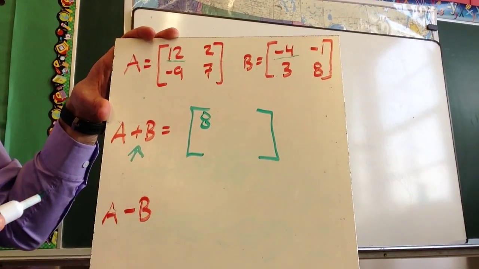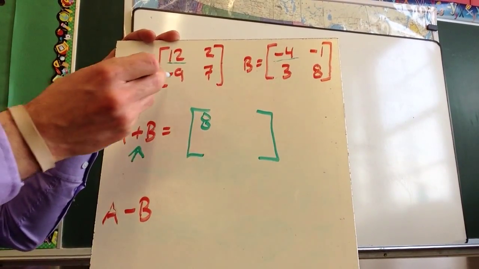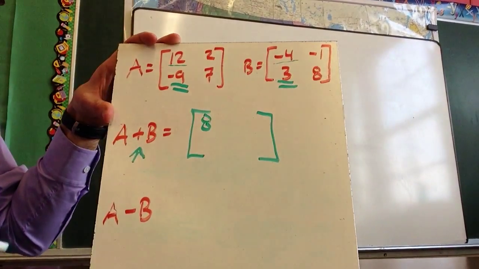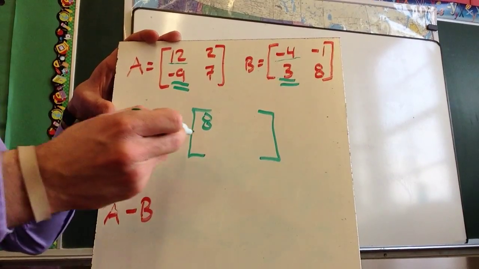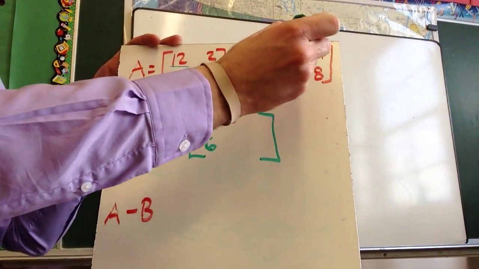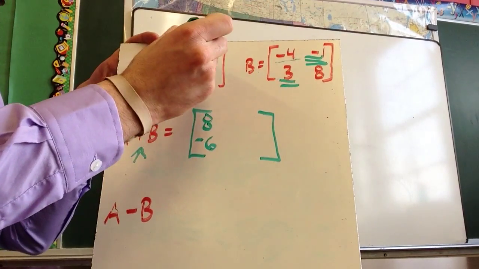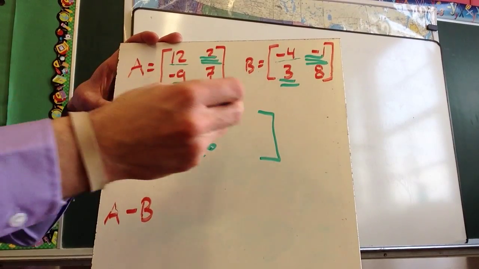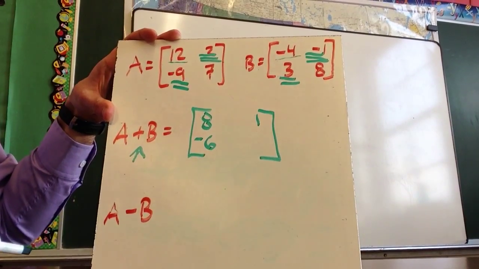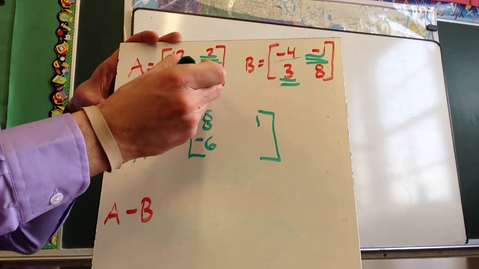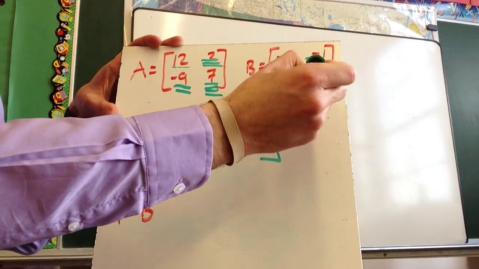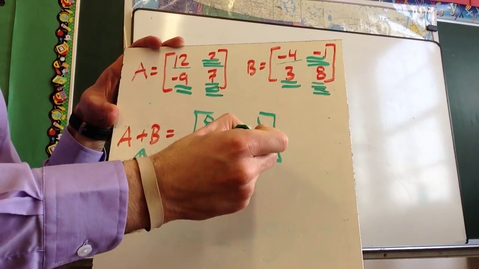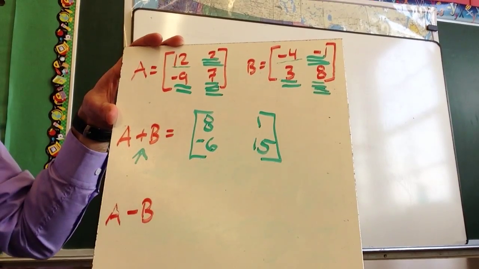Now it doesn't matter the order in which I solve these as long as I put them in the right position. So I'll go down here. So this now is going to be added to that. -9 plus 3. This is -6. And then I'm going to take these. And that was a 2 plus -1. 2 plus -1 is positive 1. And then 7 plus 8 is 15. So A plus B would look like this.